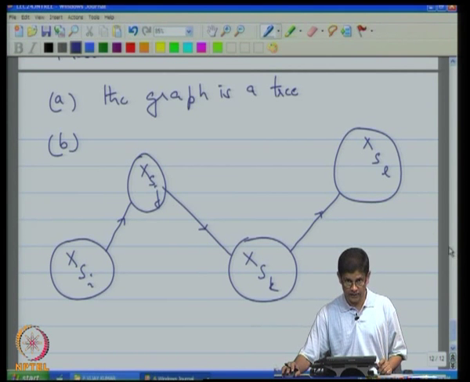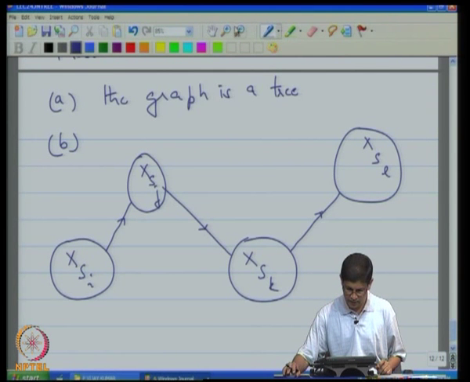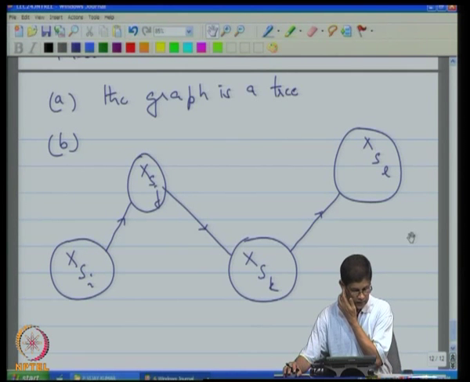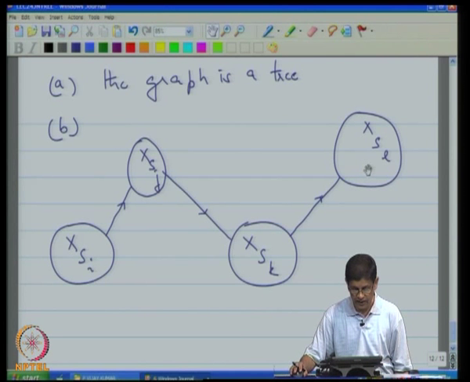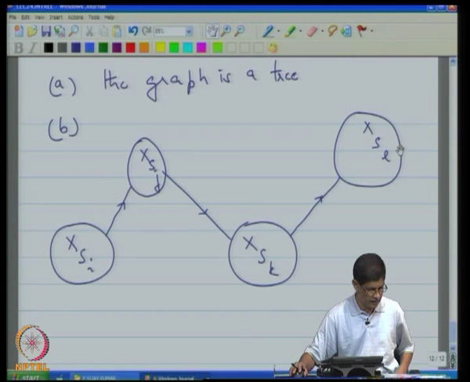That is, in the graph, you see that these are some vertices that are associated with the local domains, and you are actually going from XSi to XSl via a sequence of edges. And what the second requirement says is that if there is a variable that is in the intersection of Si and Sl, then that variable must be present along every one of the nodes that lie on the unique path between Si and Sl.